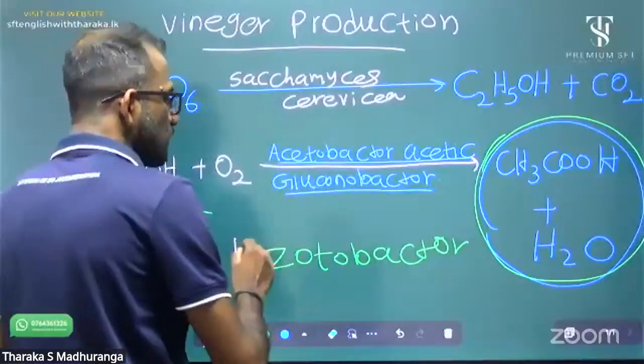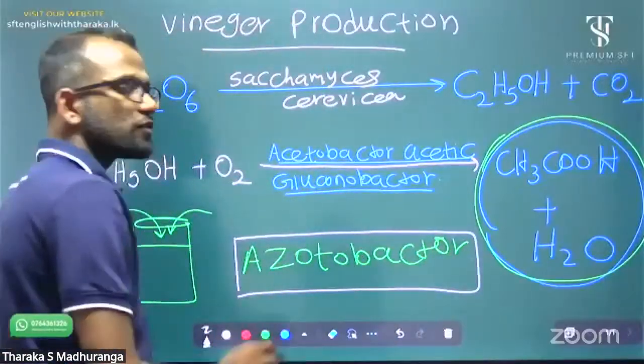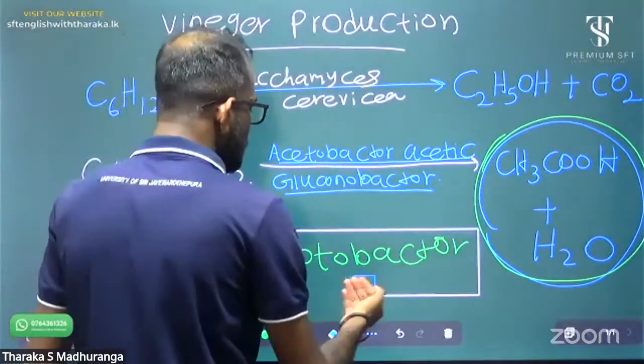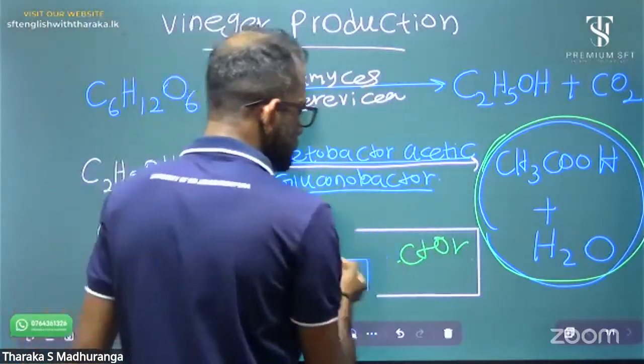The soil bacteria is Azotobacter, Joel, not Acetobacter. Acetobacter means vinegar producing bacteria.